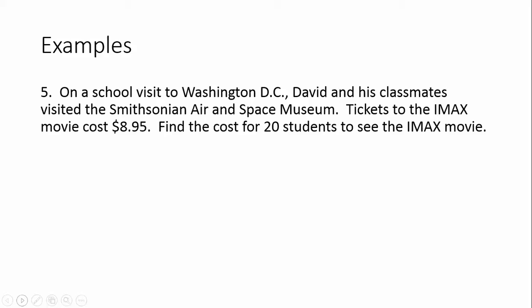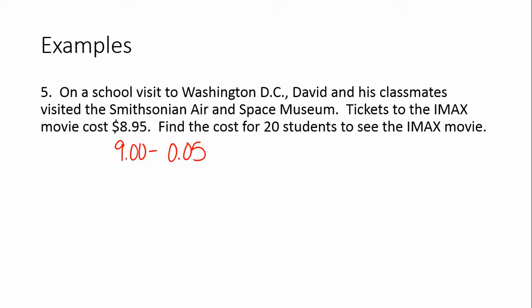So an example here, and it doesn't specifically say to use the distributive property, but we're going to. On a school visit to Washington, D.C., David and his classmates visited the Smithsonian Air and Space Museum. Tickets to the IMAX movie cost $8.95. Find the cost for 20 students to see the movie. And this can actually be done a couple of different ways. So 20 students, if you look at the price of the ticket, it's almost $9. It's actually $9 minus 5 cents.